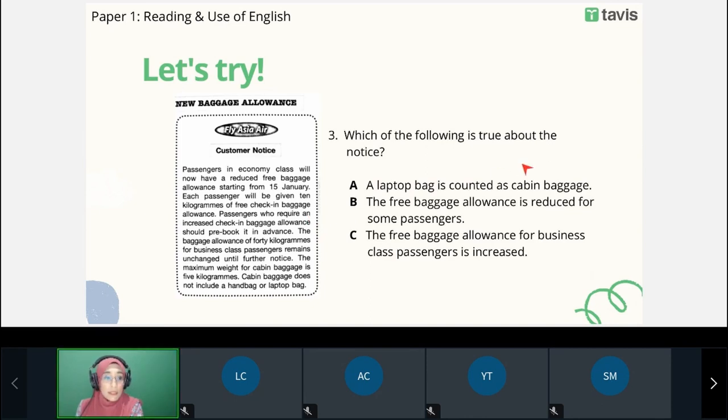All right, so let's try and do it together. Which of the following is true about the notice? First of all, read it on your own. Read it very quickly. Try and think of what the notice is about. So what do you think the notice is about? Can somebody tell me what the notice is about?